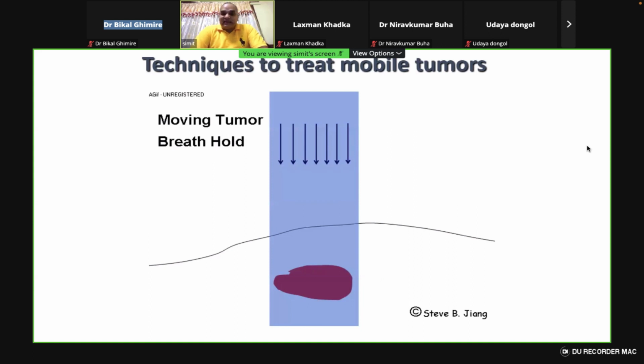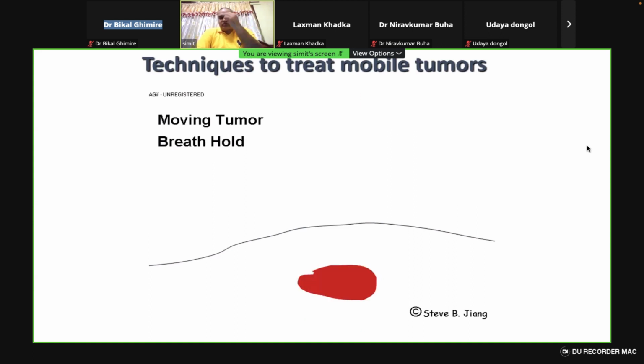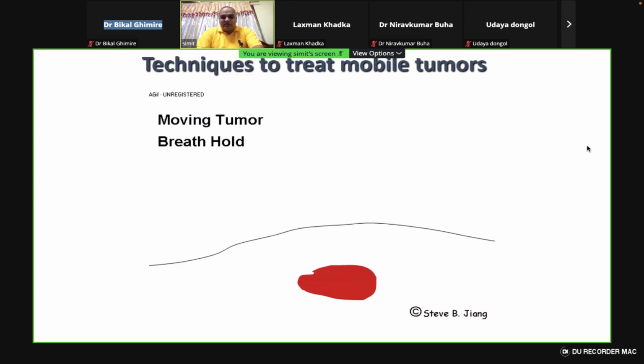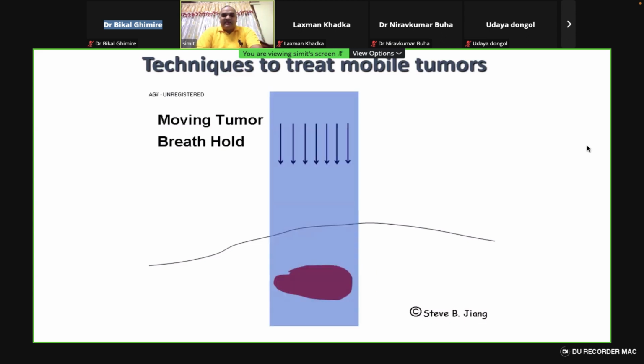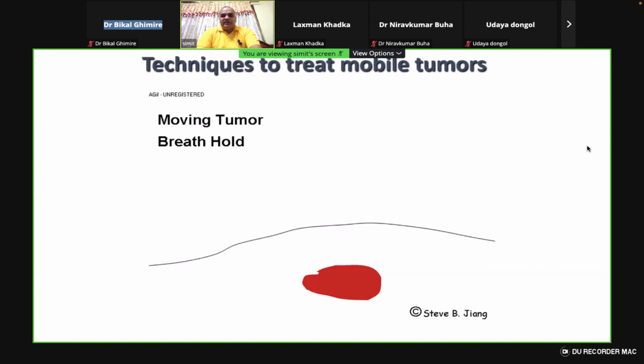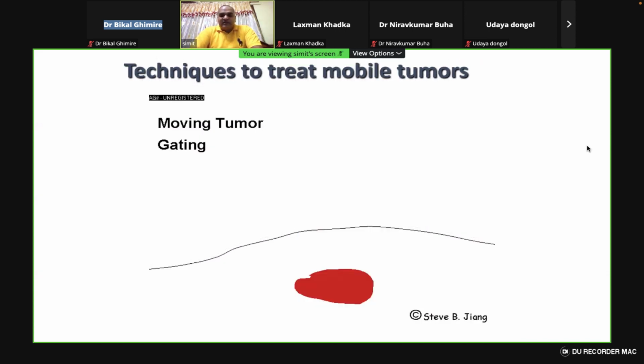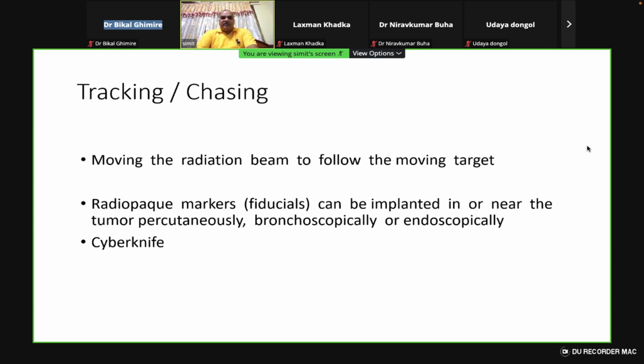There are techniques like the breath hold technique. We have special apparatus for breath holding. When we hold breath, the tumor comes to a specific site, and only then is the beam delivered. So in gating, the treatment is delivered when the tumor is within a specified area. There is another method, tracking or chasing. Here we actually chase the tumor.